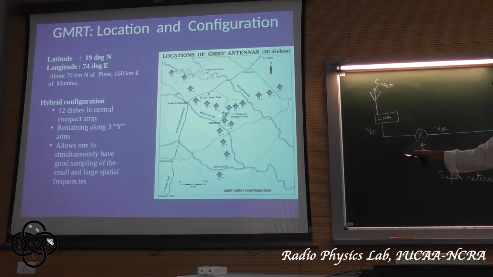that there are 12 dishes in a compact array over here, and the rest of the telescopes are distributed in these roughly Y-shaped arms, each of which is 14 kilometers across. And what this allows one to do, it's called a hybrid configuration, is that the antenna pairs over here give you a number of pairs at very short spacing. So as I was describing, it gives you information on the large scale structure of the source.